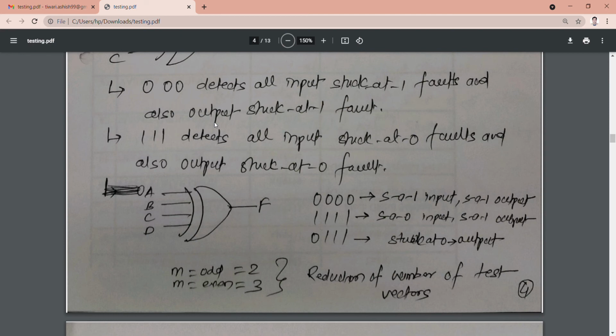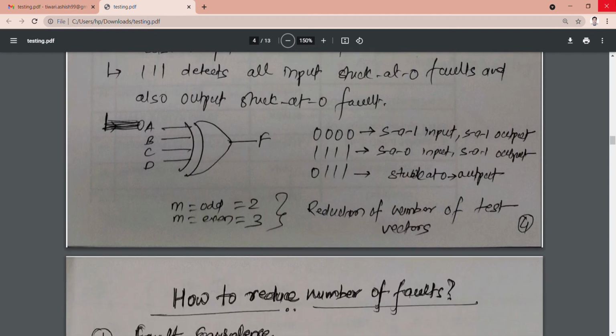And if the inputs are odd, suppose there are 101 inputs in the XOR circuit, then you will need another test vector, that is 3 test vectors. So by applying 2 test vectors in the case of even and 3 test vectors in the case of odd, we can go for the testing of n number of inputs and faults in the case of the XOR gate. So the reduction of the number of test vectors is a very important fundamental to understand.